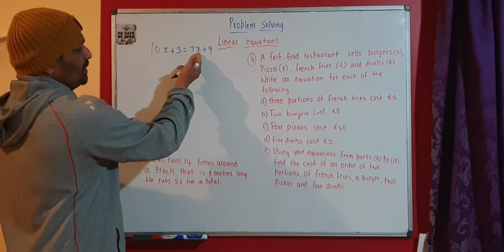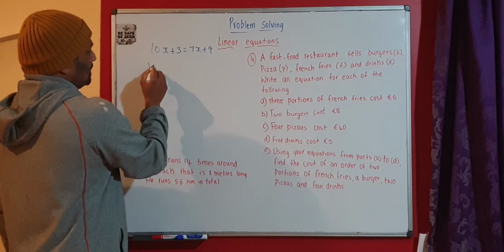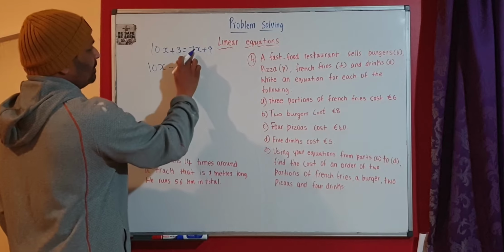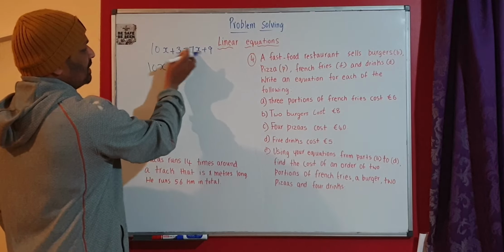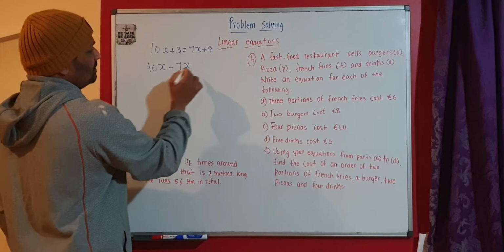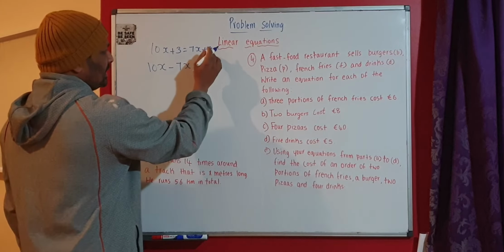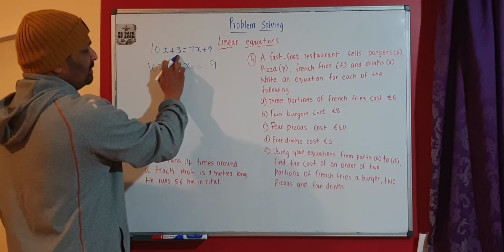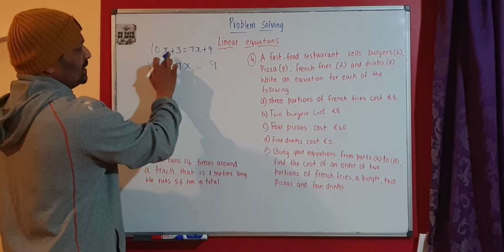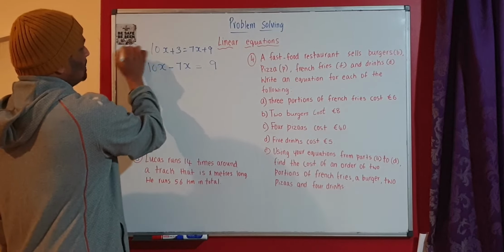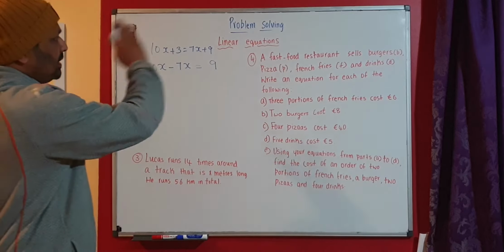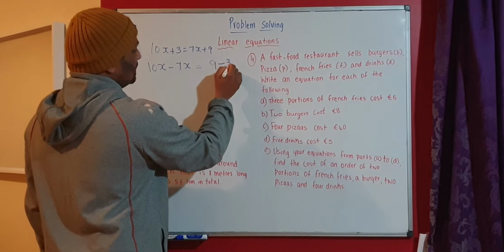7x is one term. I wanted to bring it to the other side: 10x minus 7x. I brought it to this side, that's why it became a minus. And on the right side, I already have a 9 here. Plus 3 was earlier here in the given sum, on the left side. If you take it to the other side, it becomes a minus 3.